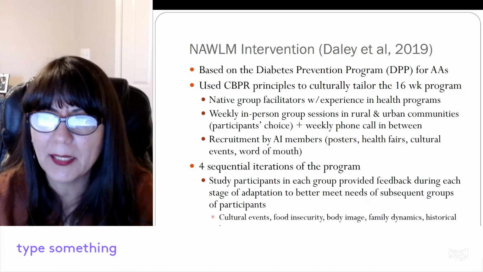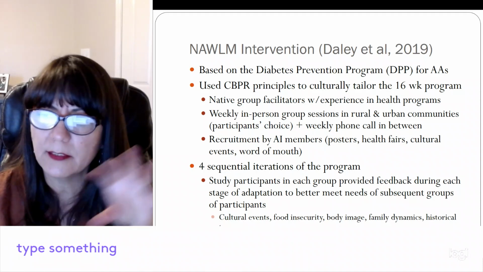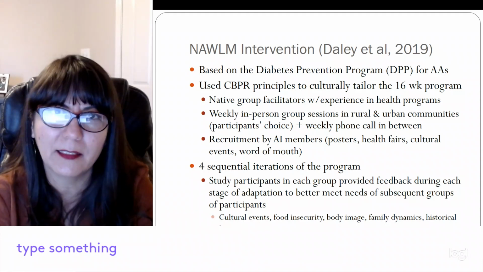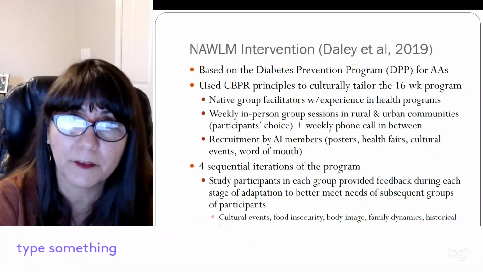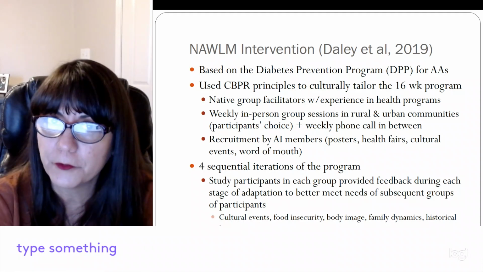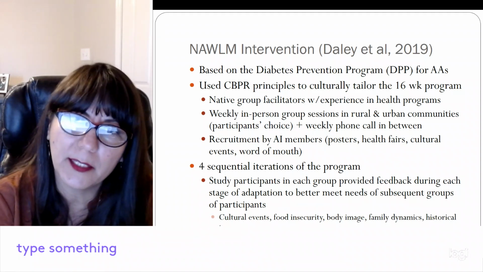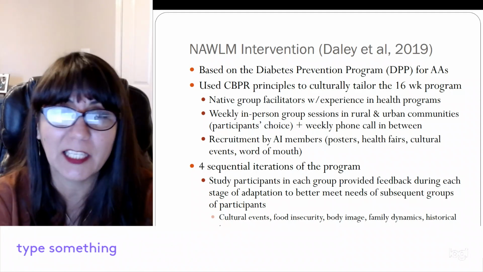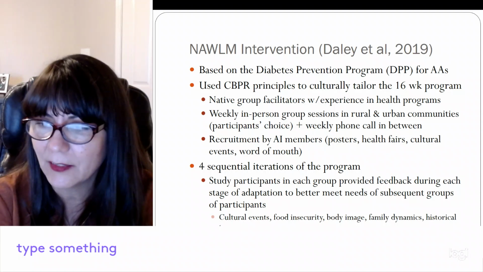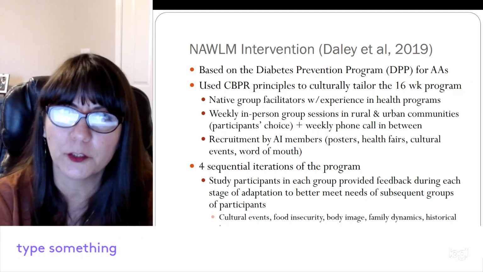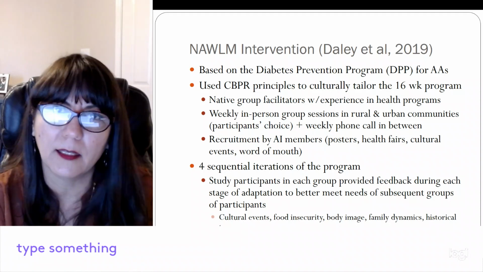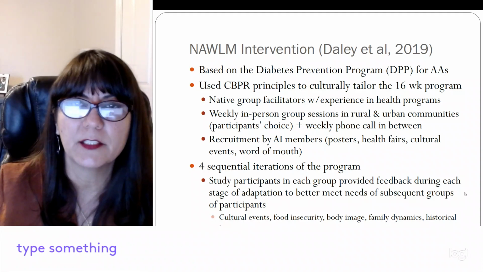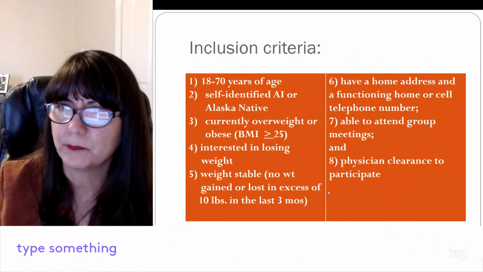So what would happen is that they kept doing this process across 4 sets of groups. And the types of things that were identified during the adaptation was the importance of cultural events, issues of food insecurity, issues of body image, family dynamics, and how that influenced one's ability to exercise or engage in a healthy diet, and also the contribution of historical trauma to the overall intervention and acknowledgement of that. So each iteration was an improvement of the previous one.